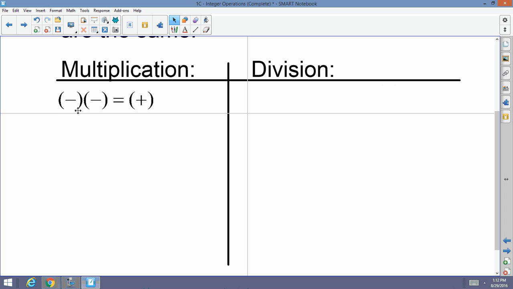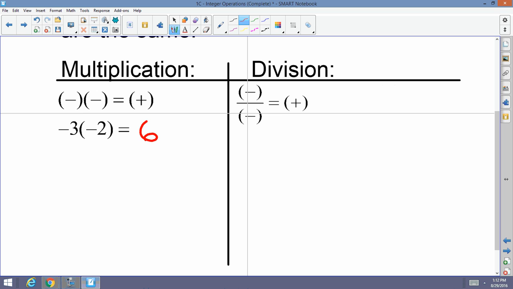So a negative times a negative is a positive. Also, a negative divided by a negative is a positive. For example, negative 3 times negative 2 is positive 6 because a negative times a negative is a positive. Example for division, negative 10 divided by negative 2 is positive 5 because a negative divided by a negative is a positive.